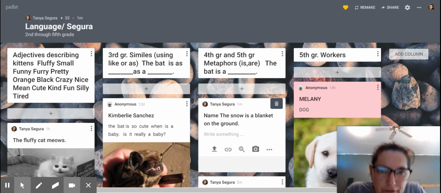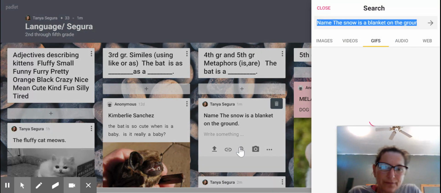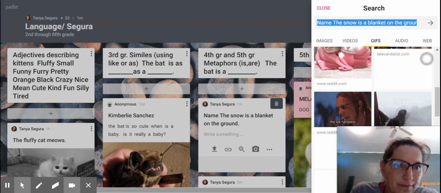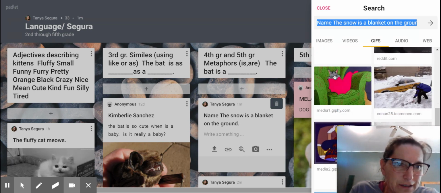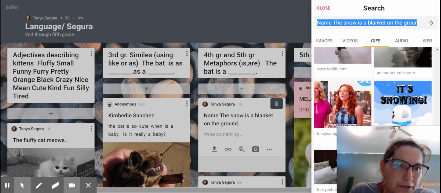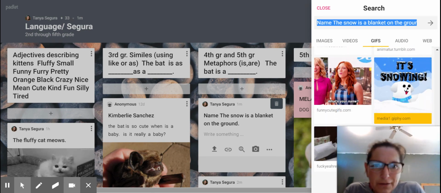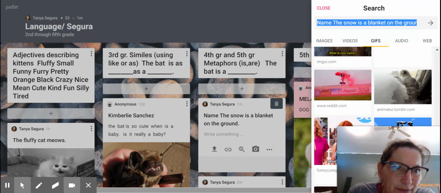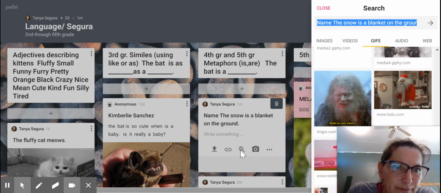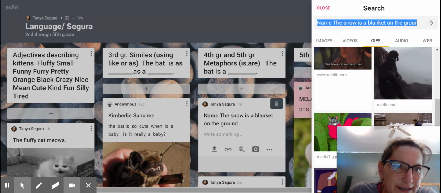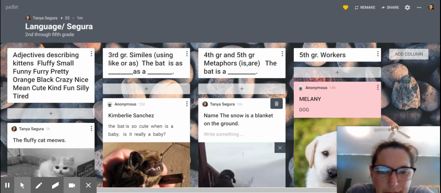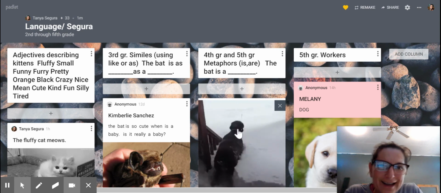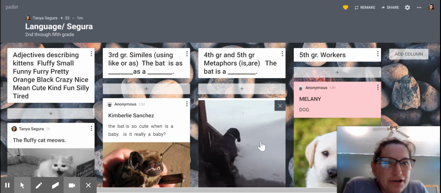And then I'm going to go to this magnifying glass, and I'm going to find a GIF or picture that describes, and there's all sorts of fun ones to describe a blanket on the ground. There's so much snow, it's a blanket on the ground. And I find the one I want, and then I put it in. And I think you guys have a lot of experience doing this. And so I put in my GIF, and wow, look at that. Anyway, I thought you'd enjoy doing this, and you can jump from one to the other.